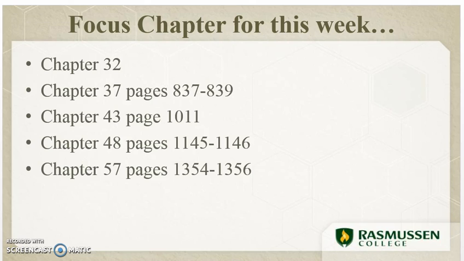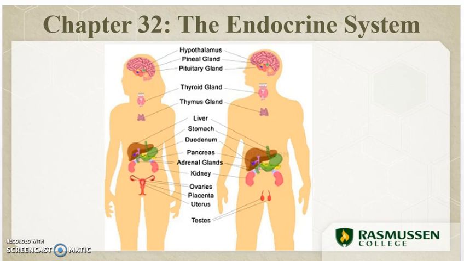So we have a lot of material to cover, so I'm going to go ahead and just jump right in and get us started. So to start off this week, we're going to start talking about chapter 32, which is talking about the endocrine system. And this is an elaborate network of glands that communicate within the body to secrete hormones for the purpose of maintaining homeostasis. The primary glands in this system are your pituitary gland, pineal gland, thyroid gland, thymus gland, parathyroid glands, pancreas, adrenal glands, and then the ovaries in females and testes in males.